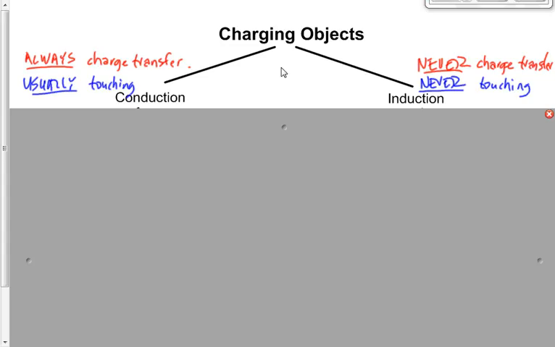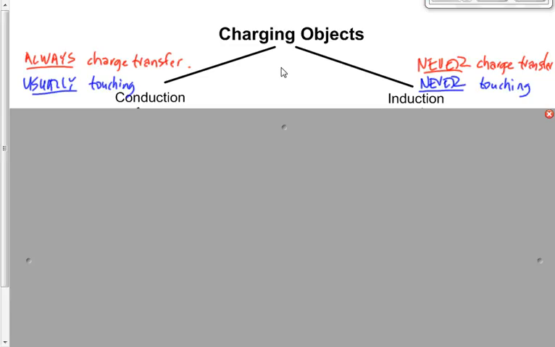You're walking across the carpet in your living room. You're rubbing your feet along the carpet. You reach out your finger. You touch your little brother or sister in the finger. You give them a shock. You've just charged by conduction. Why? Because you transferred charge from you to him or her. You've also touched them. Okay? Conduction always involves a charge transfer, and it usually involves you physically touching the other object.